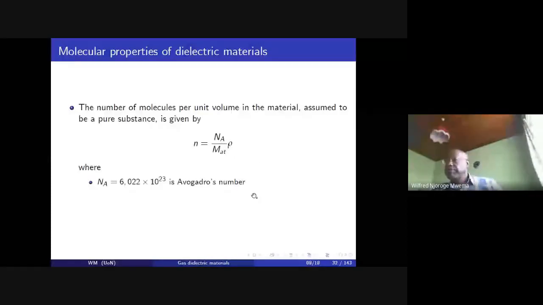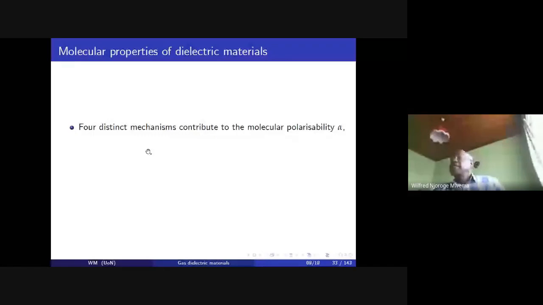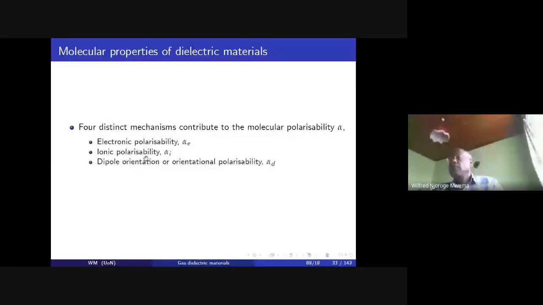We note that yesterday we saw that there were 4 distinct mechanisms that contribute to the molecular polarizability alpha, and this will include electronic polarizability alpha E, ionic polarizability alpha I, and the dipole orientation polarizability alpha D, as when we have the dipole trying to realign with the applied field, and also interfacial.